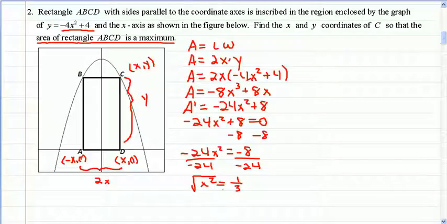And when I take the square root of x squared, I get x is equal to plus or minus the square root of 1/3, which is 1 over the square root of 3. But since I'm asked to find the coordinates of C, and C is to the right of the origin, the x-coordinate must be positive. So I will use the value for x, positive 1 over the square root of 3.